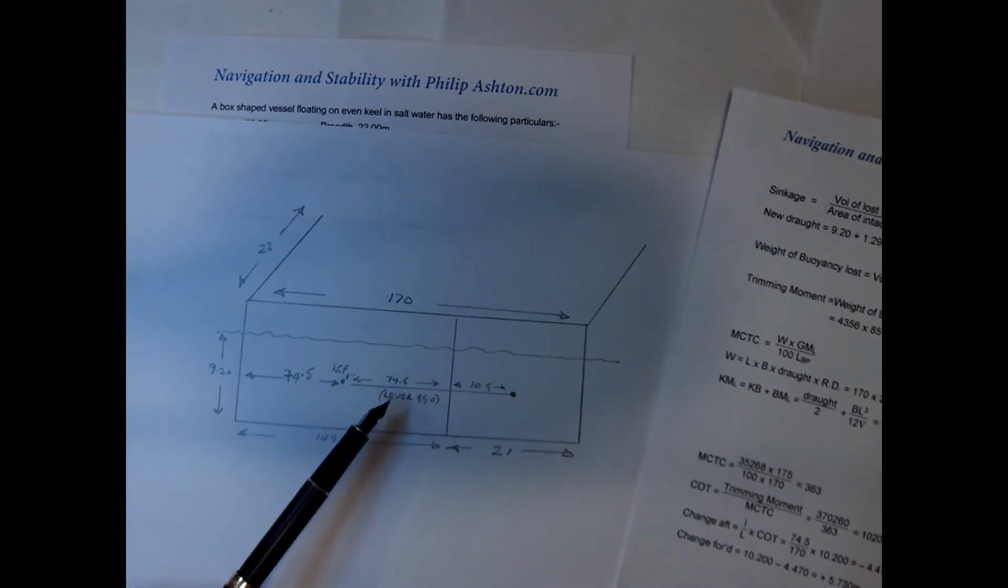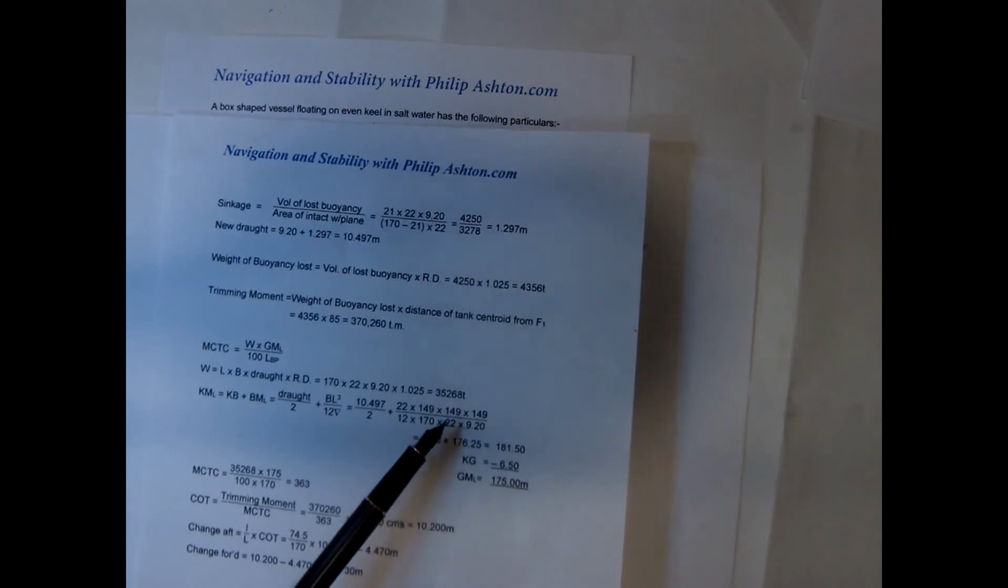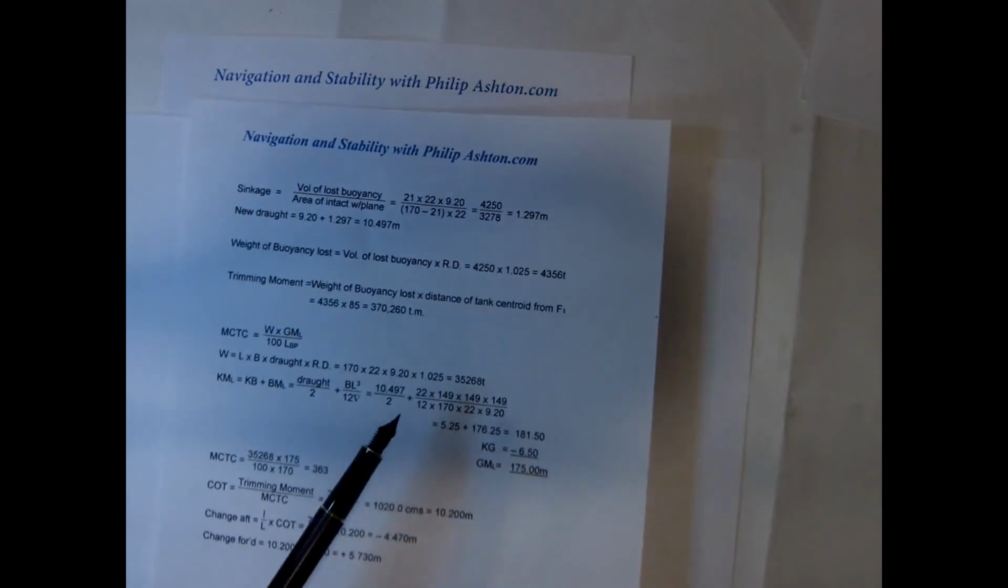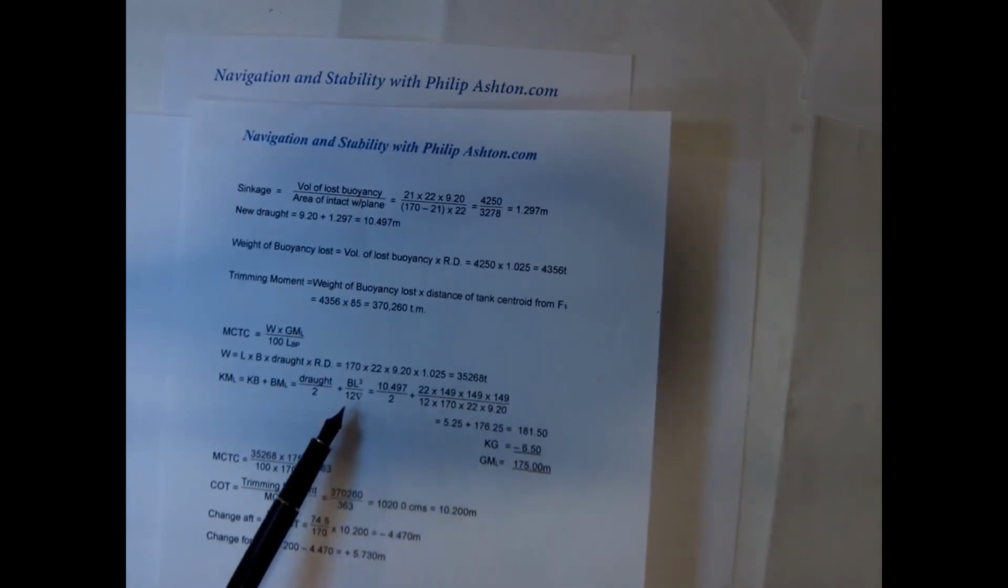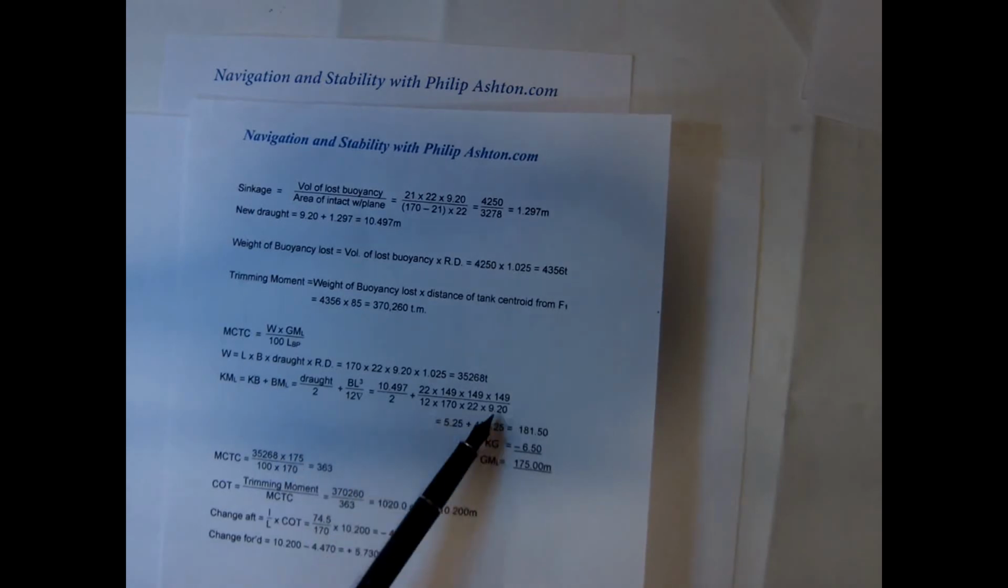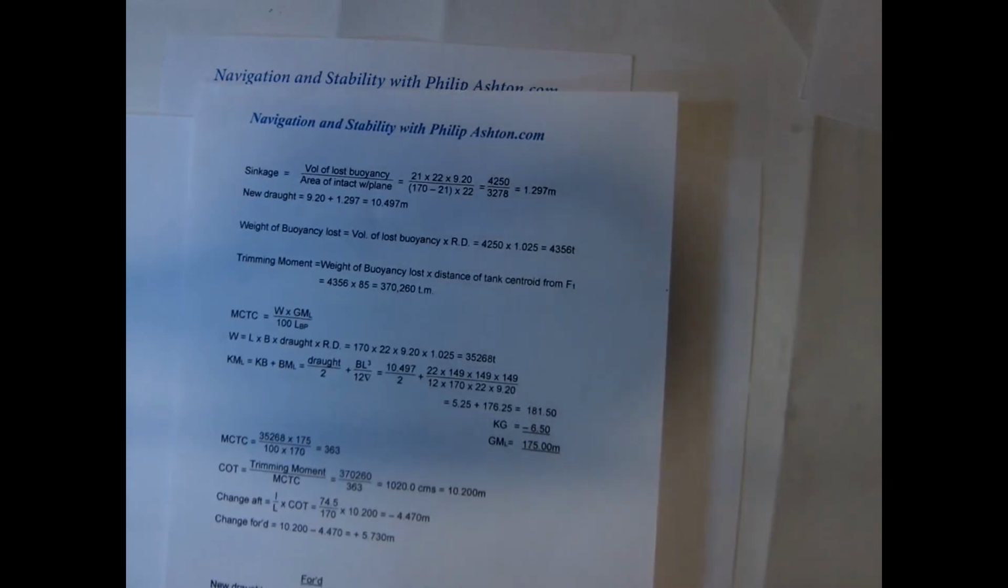And importantly as well, the BML, the BL cubed, the L, will be 170 minus 21. So that's 149. You'll notice that I've used that in the formula. And obviously the volume doesn't change because the displacement doesn't change. So that gives us our GML. Put that in the formula that we've got here, put the figures in and get the MCTC.